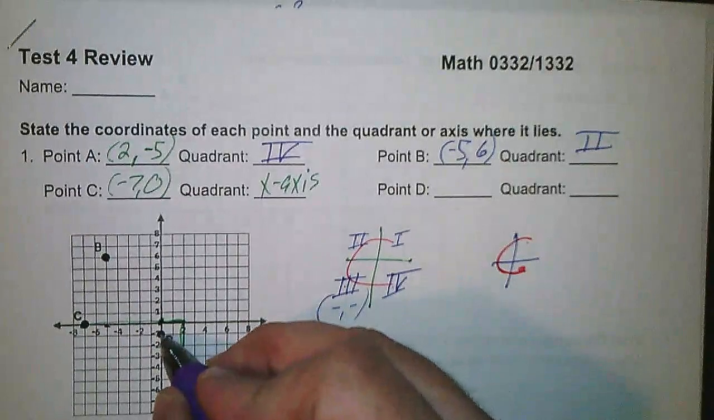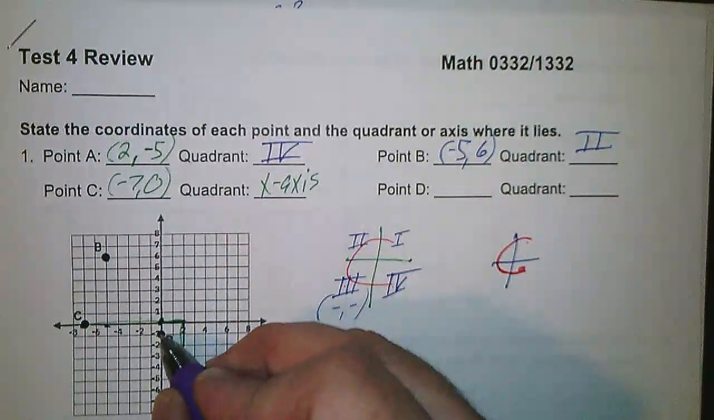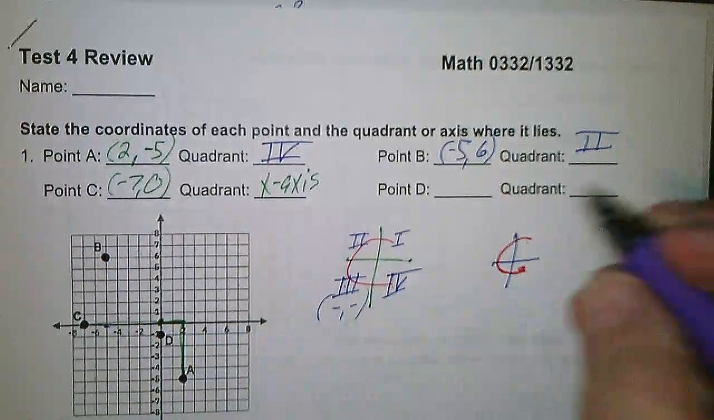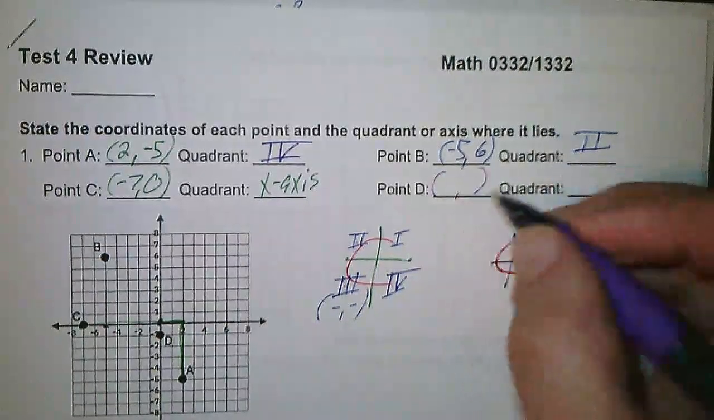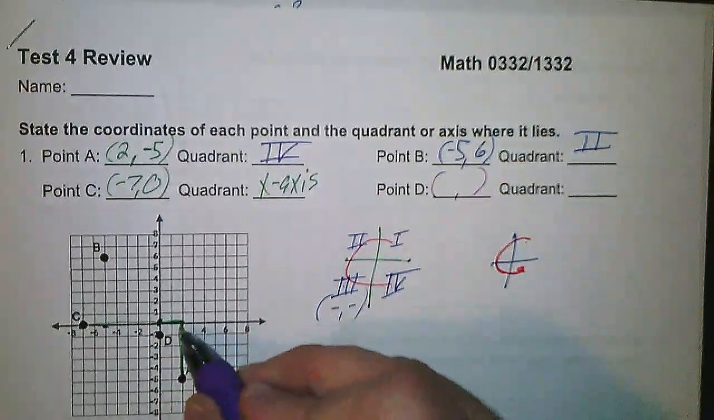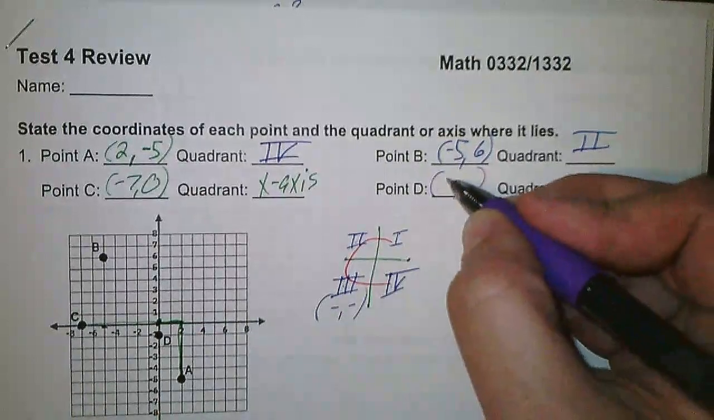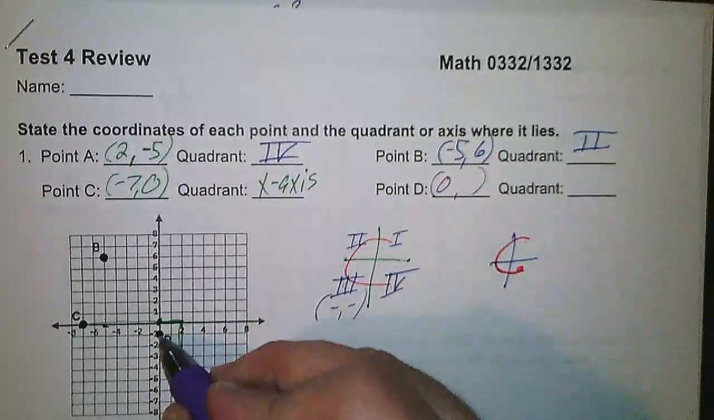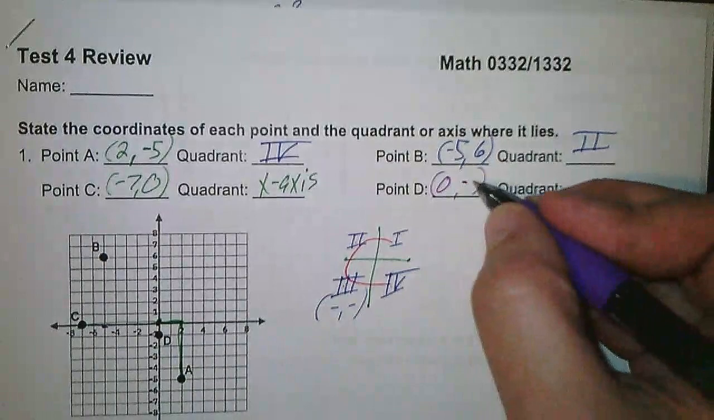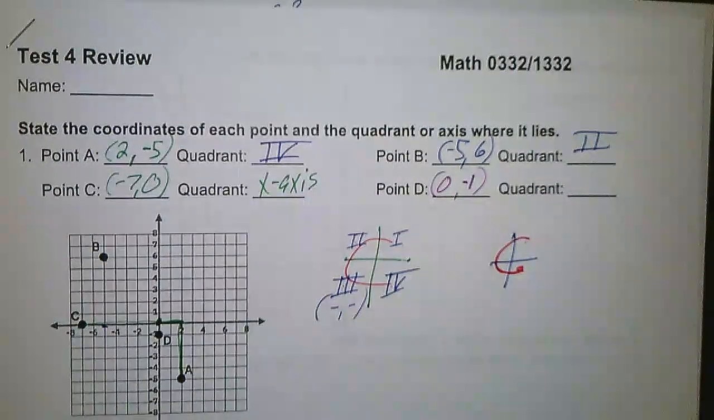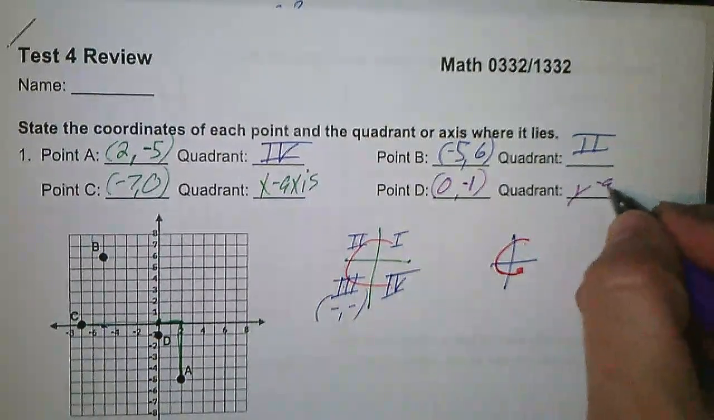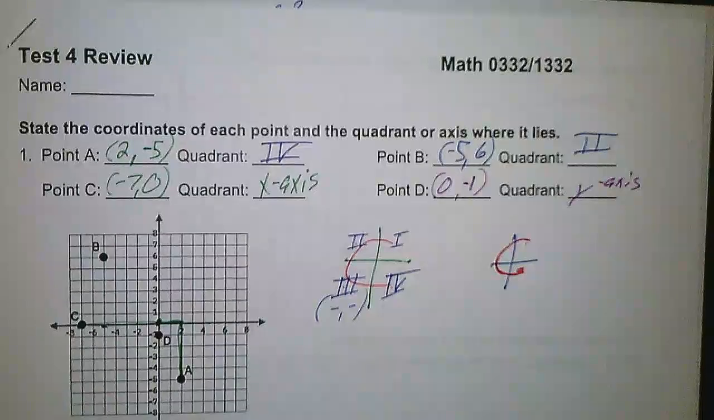And then we consider point D. We go down 1, but we did not move to the left or right at all. So a 0 for the x, and then down 1 or negative 1, which puts us on the y-axis. So if we are on an axis, we are not in a quadrant.